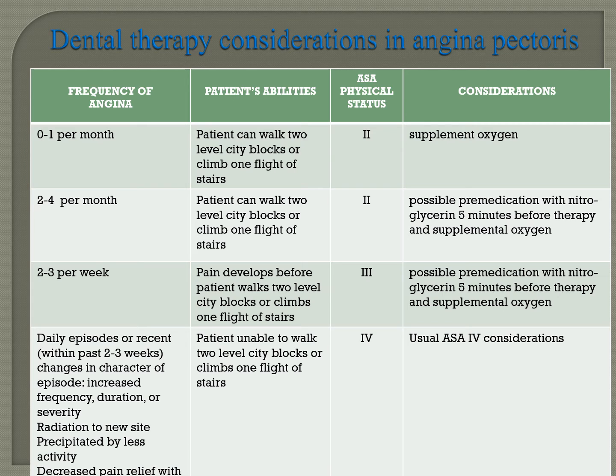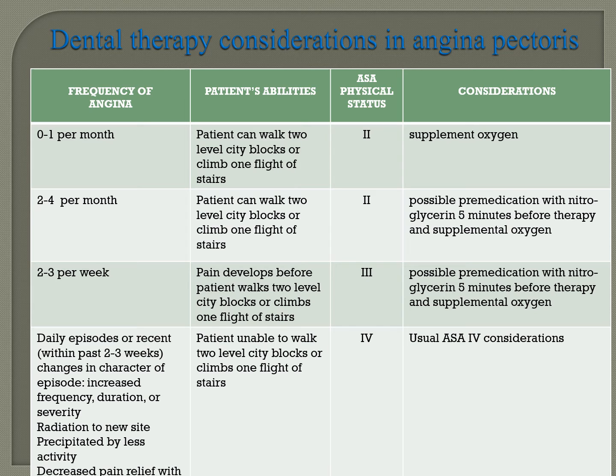If the frequency of angina is 2 to 4 per month, and the patient can walk 2 city blocks or climb 1 flight of stairs, it is the same, ASA 2. But possibly pre-medication with nitroglycerin 5 minutes before the therapy and supplementary oxygen. If the patient has pain 2 to 3 times per week, and walks 2 city blocks or climbs the stairs, then the ASA classification is 3, with possible pre-medication with nitroglycerin 5 minutes before the therapy and supplemental oxygen.